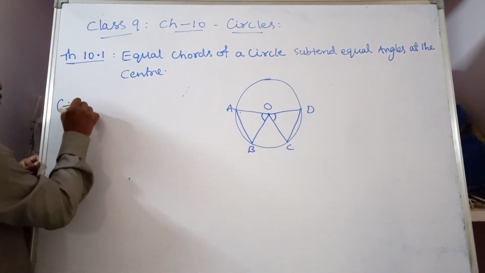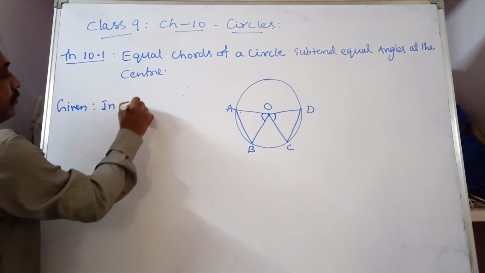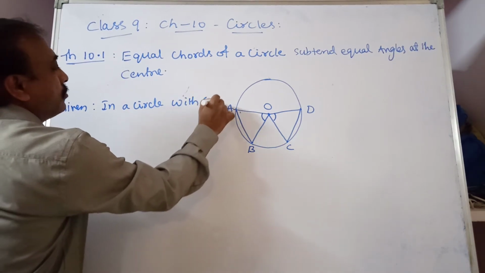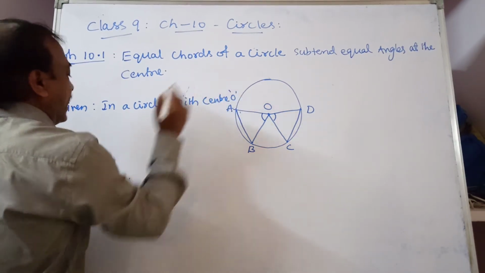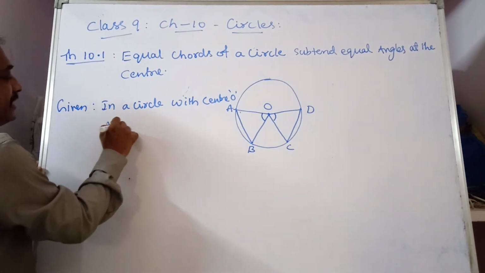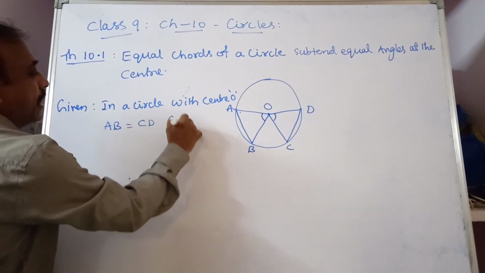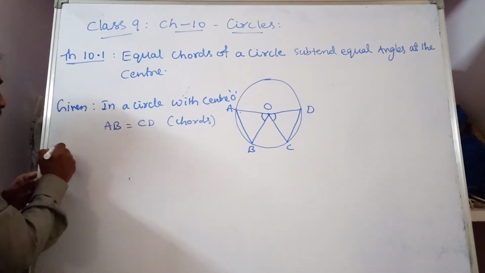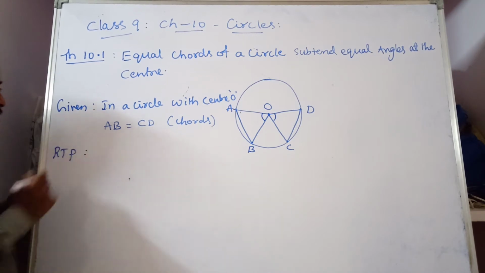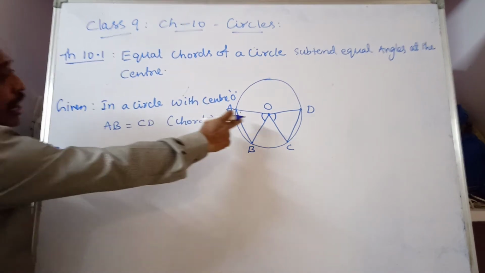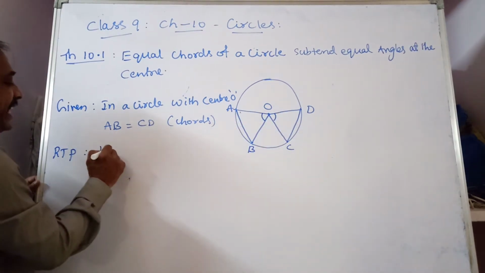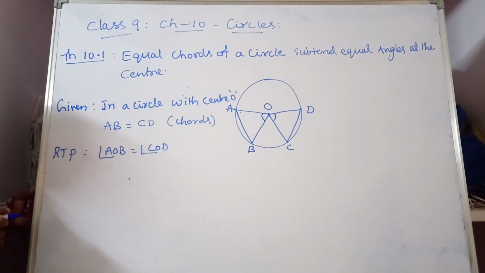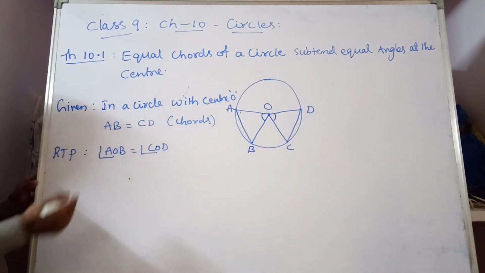Given: in a circle with center O, AB is equal to CD. These are chords. Both are chords. AB is equal to CD. Required to prove: they both form equal angles at the center. That means angle AOB is equal to angle COD.